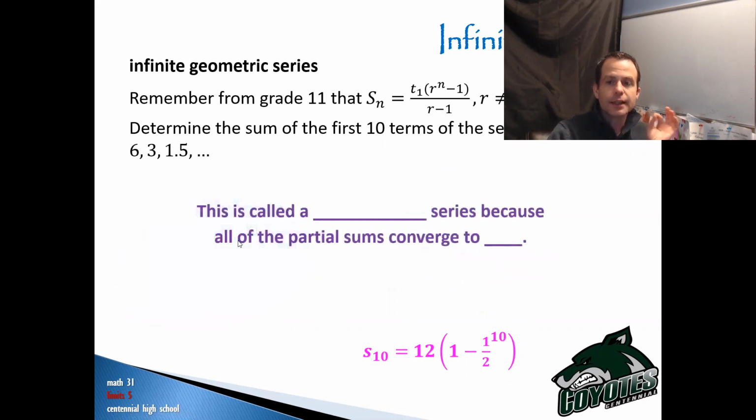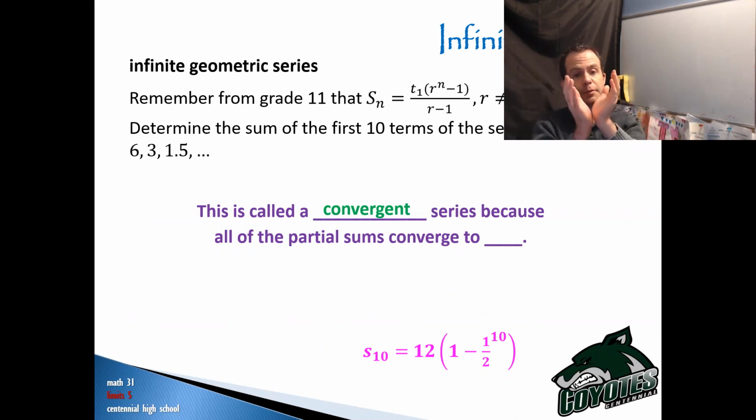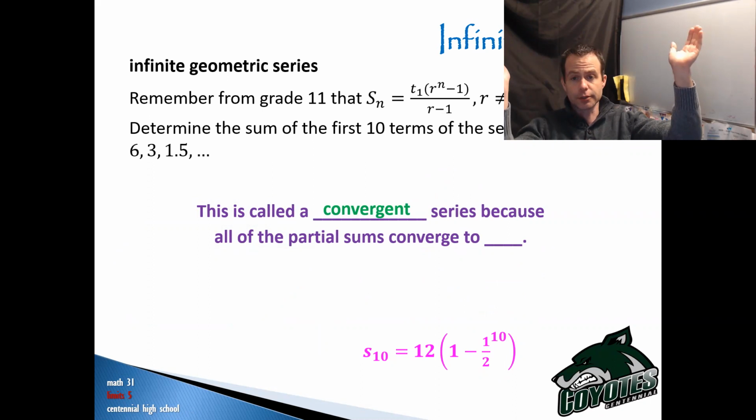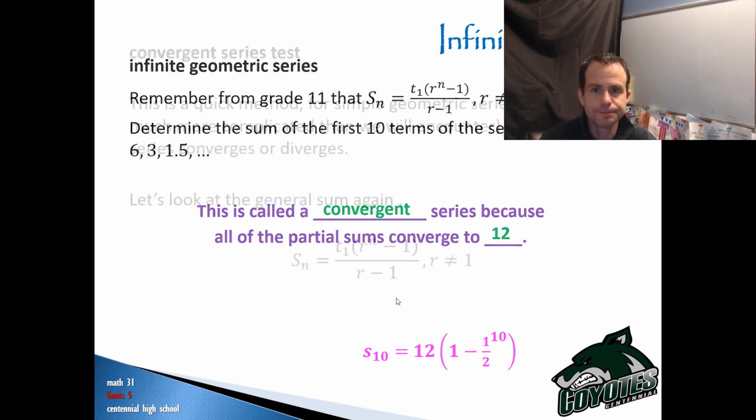So what are we saying? This is called, now this word you should know from 20-1, a convergent series. We talked about convergent and divergent. Divergent means you got bigger and bigger and bigger, so it diverged, the sum just getting carried away. That's not what this is. This is a convergent series. Convergent means it's coming together, because all of the partial sums will converge to, in this case, 12. So when it's a convergent geometric series, there is a sum. When it's a divergent geometric series, there is no sum.